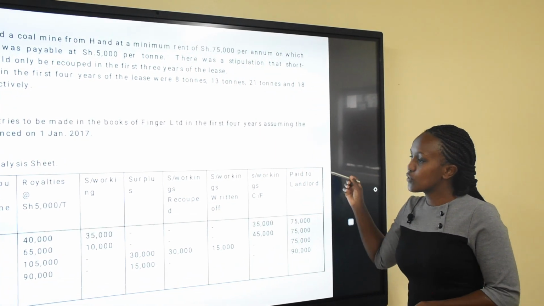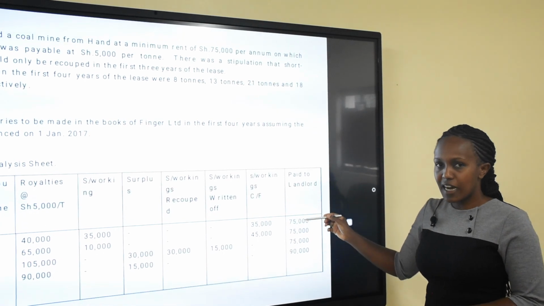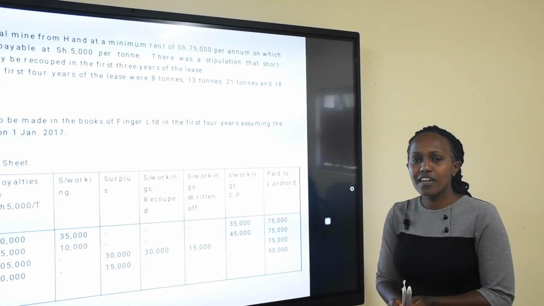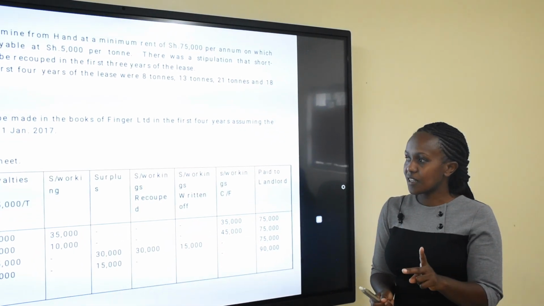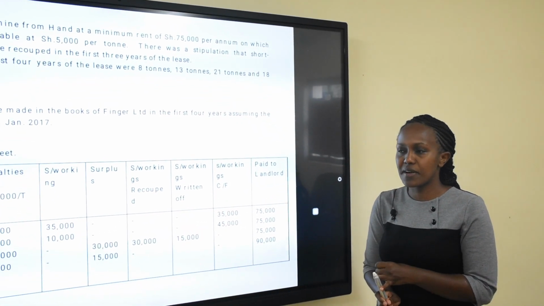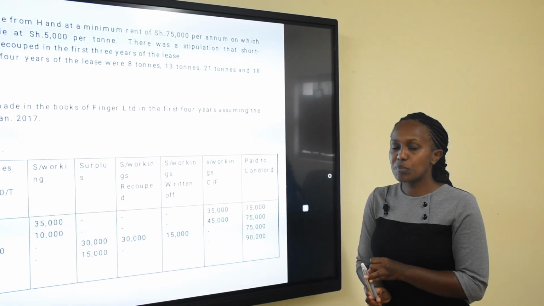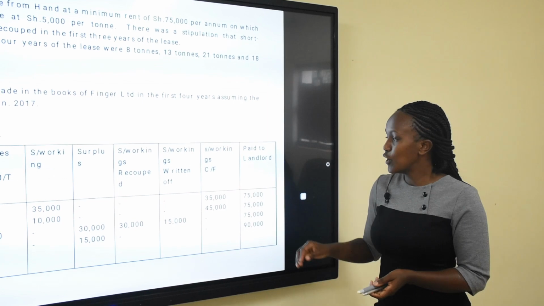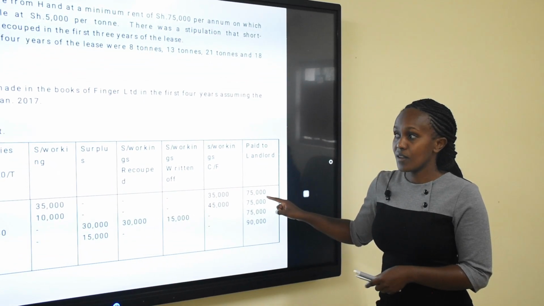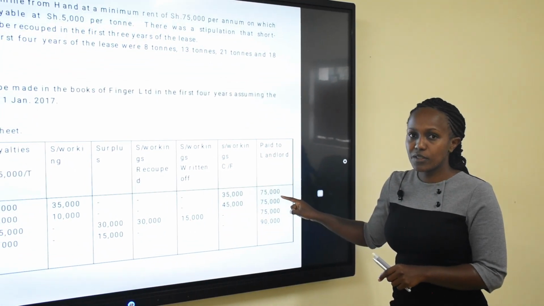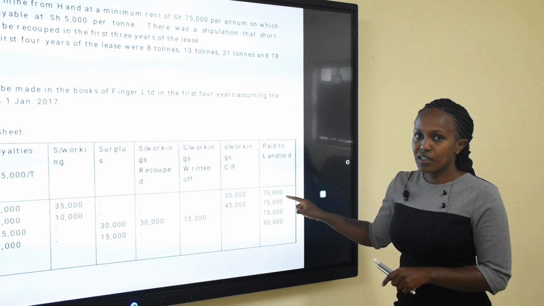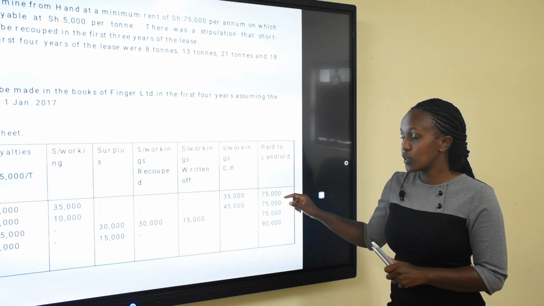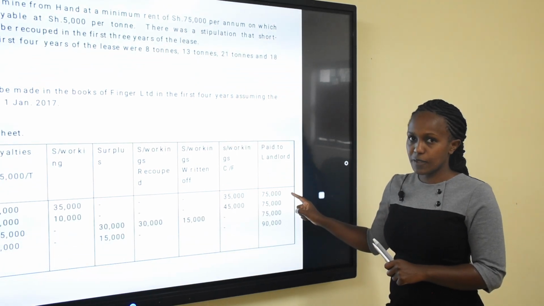Now, this brings us to the final column here, which is the payment to the landlord. The payment to the landlord depends. The landlord accepts either of two things. The landlord either takes the minimum rent or the royalty payable, whichever is higher. He takes the higher of the two. So in the first year, the royalty payable is 40,000 according to the output, but the minimum rent was 75,000. So he shall take the higher of the two. He shall be paid 75,000.